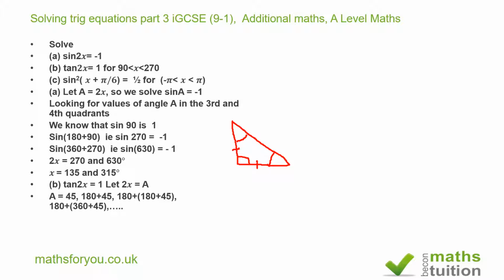And because the tan cycle repeats itself after 180 degrees, you have 180 plus 45, and the next one will be 180 plus 180 plus 45, and the next one will be 180 plus 360 plus 45, and so on. So that will be your tan values now. So you then end up with 2x equal to 45, 225, 405, 585, 765.